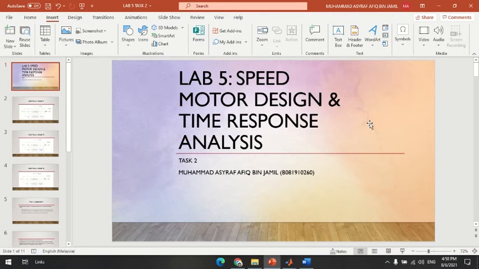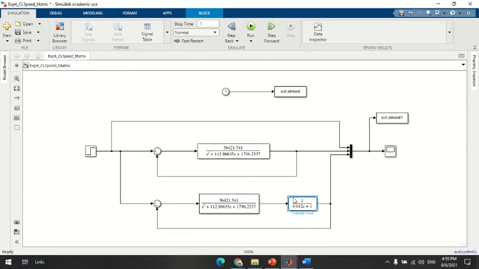Assalamualaikum warahmatullahi wabarakatuh. My name is Muhammad Asyraf Afiq bin Jamil from 2BEY. Today I'm going to present task 2 of lab 5, speed motor design and time response analysis. First of all, this is the transfer function. This is the simulation model for task 2. It's the same as task 1, but we add the transfer function filter to get our result in task 2.